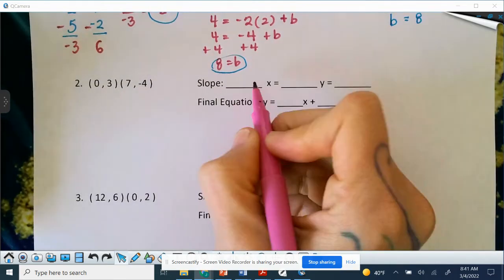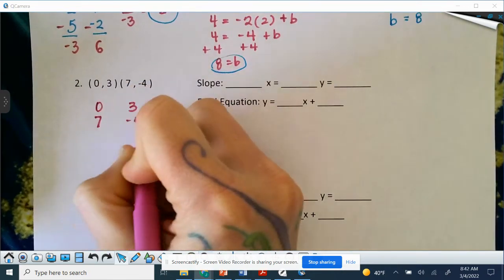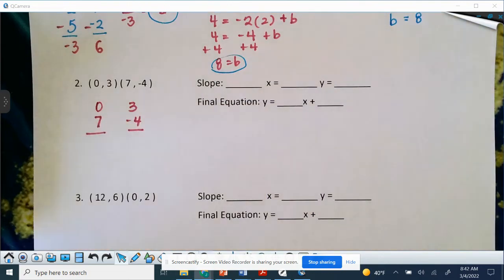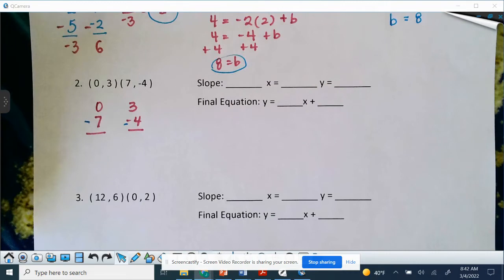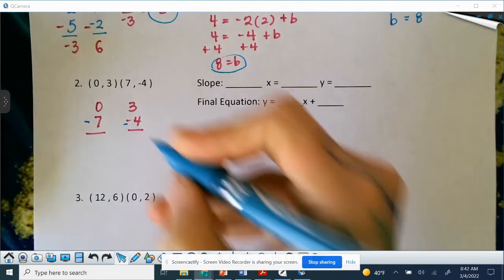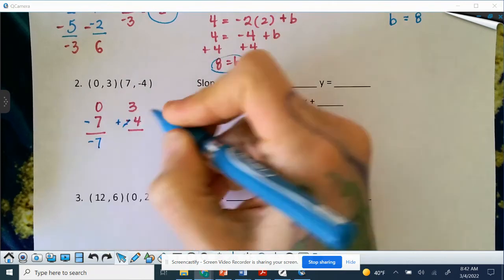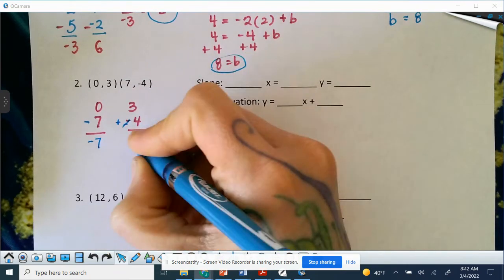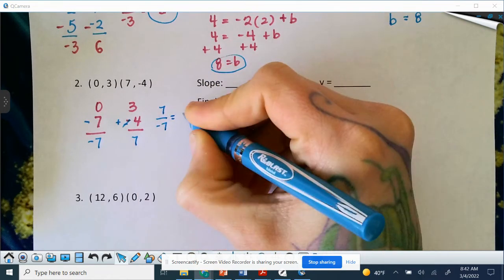All right, so we need slope. So I'm going to do 0, 3, 7, -4. I'm going to subtract them both. So again, I have a double subtraction there. That minus a negative makes that a positive. So that turns into a plus. So I have 0 minus 7 gives me -7. 3 plus 4 gives me 7. Y goes on top, 7 over -7. So my slope is going to be -1 for this guy.